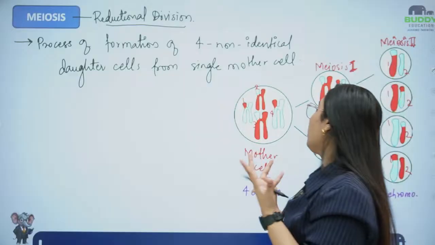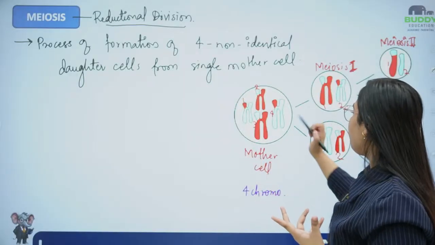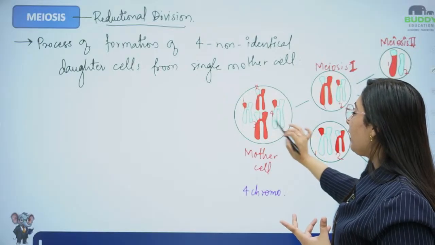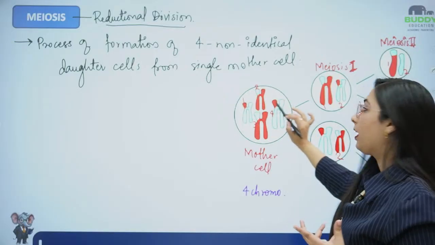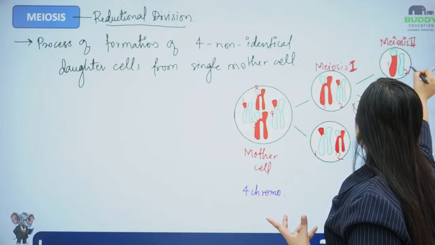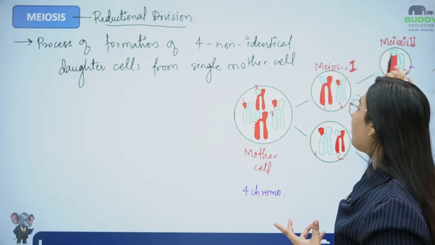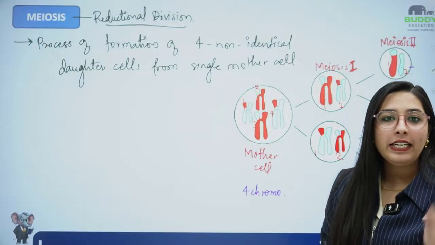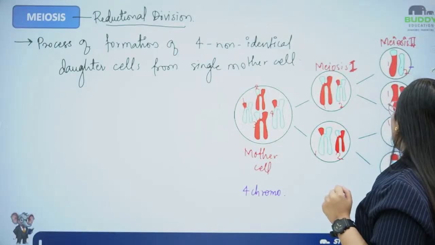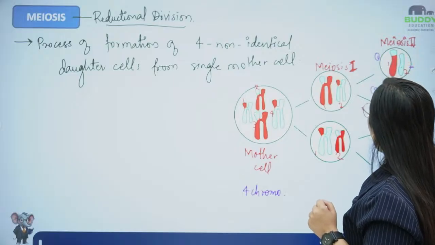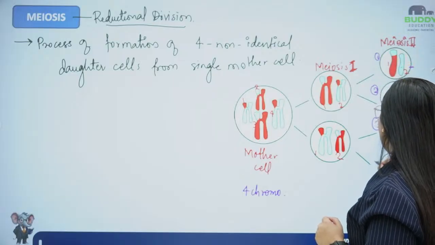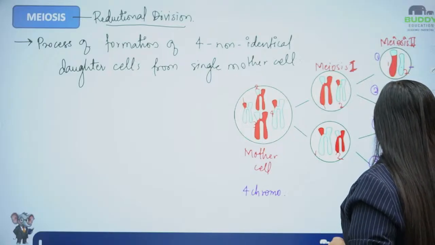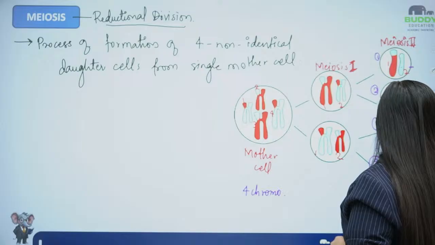Now let's check, do we have identical copies or not? Here we have red and blue, blue and red. Can you see red and blue too? Now when I check this first daughter cell, we have 1 blue, we have 1 red and blue, but we do not have blue and red. So this is not identical to the parent. This is our first daughter cell, this is our second, this is our third, and this is our fourth daughter cell.